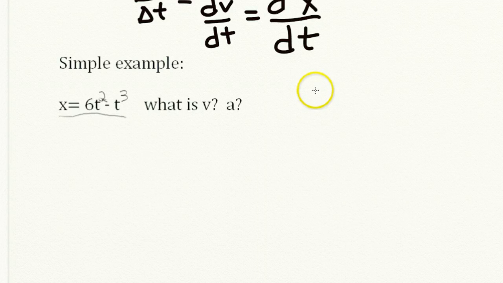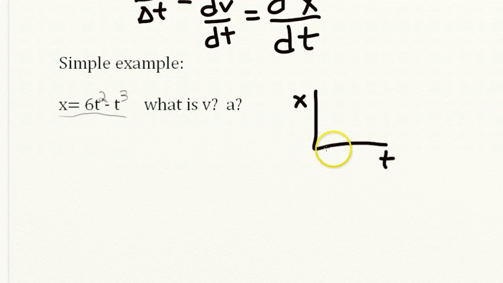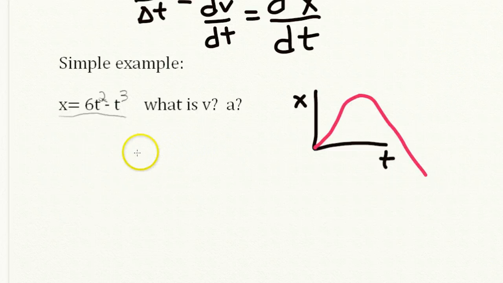And we could graph this out. We could make some type of graph here and write down x versus t. At t equals 0, this would start at 0, and as t increases, initially this will increase to some point when it'll begin to decrease when this t cubed term takes over, and it'll go further and further negative. So that's what the position versus time looks like.